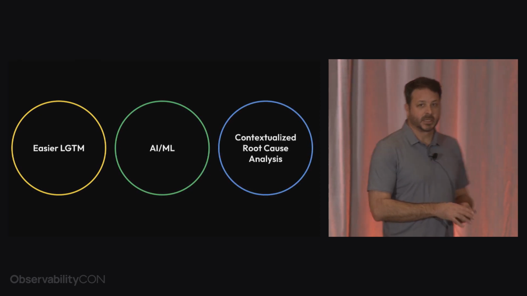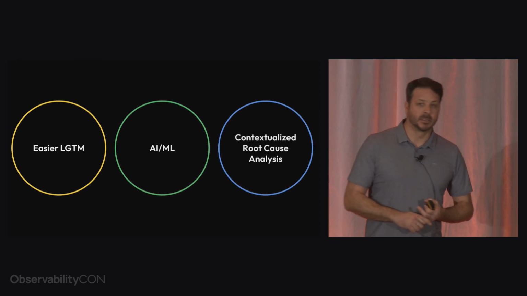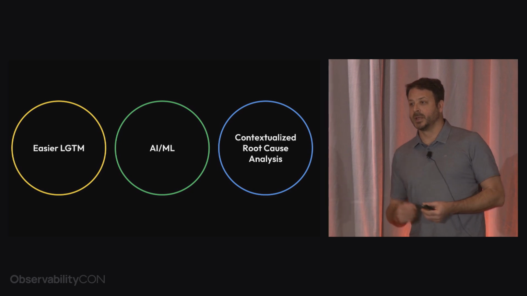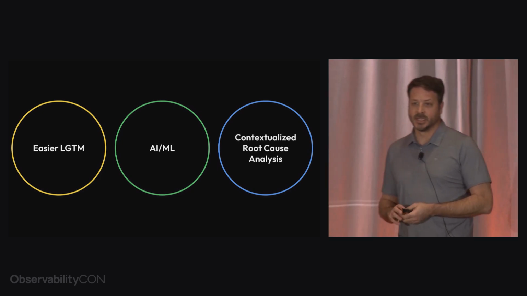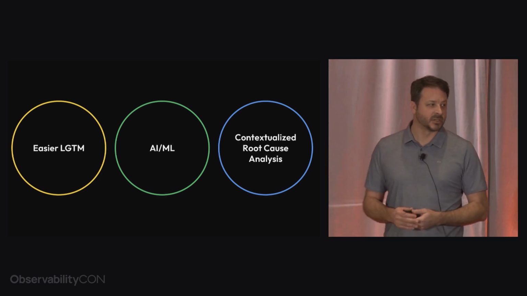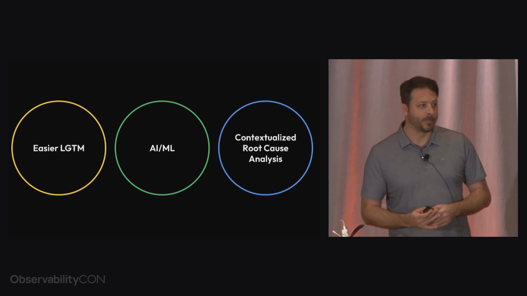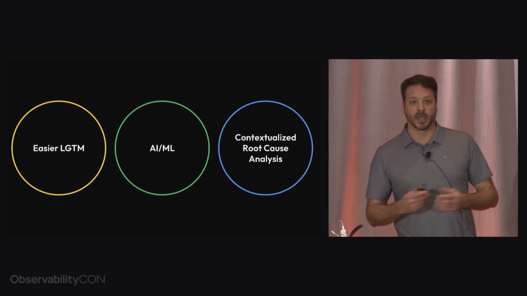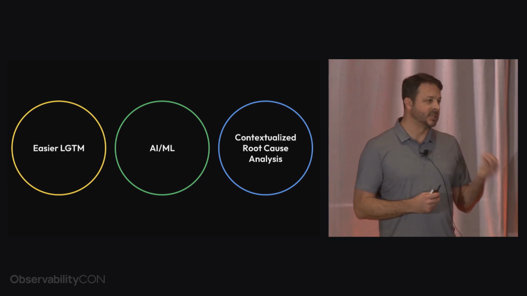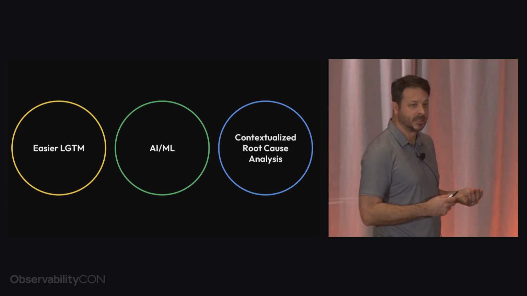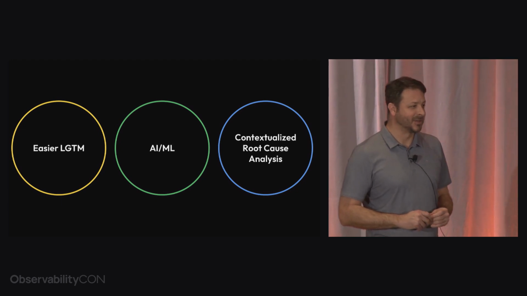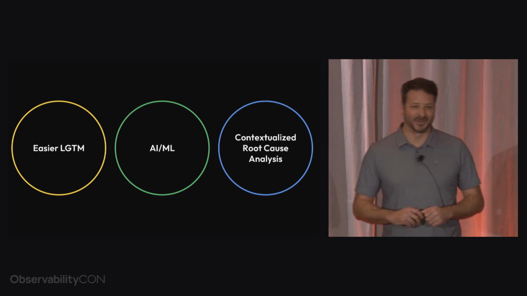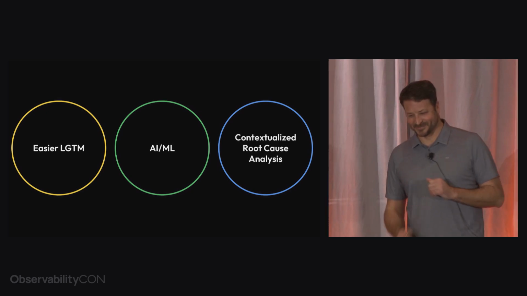All right, so what are we here to talk about today? It's really three things. We're talking about how we can make observability easier through our LGTM stack. That'll be the first section of the talk. After that, we're going to bring up my friend Manoj, who's going to talk about the work we're doing in AI/ML, as well as how we're doing contextualized root cause analysis. I can't be doing a talk and not say AI/ML, so I definitely want to bring that into the room.